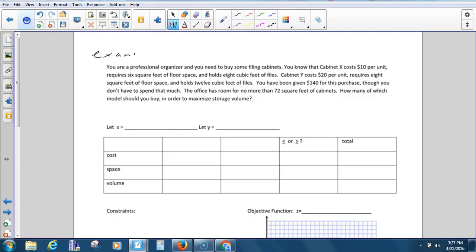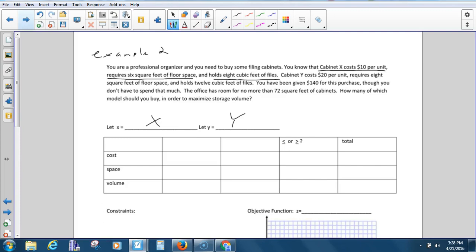Printed weird. That should not have been on the first page. So example 2. You are a professional organizer and you need to buy some filing cabinets. You know cabinet X costs $10 per unit, requires 6 square feet of floor space, and holds 8 cubic feet of files. Okay? So let X be X. Hey, just get creative here. And let Y be Y.